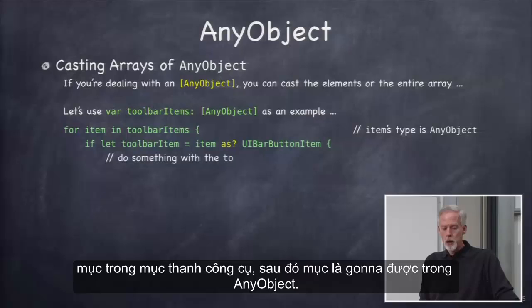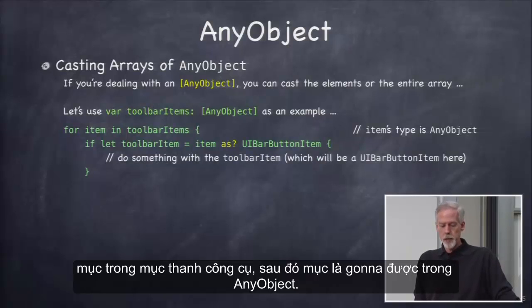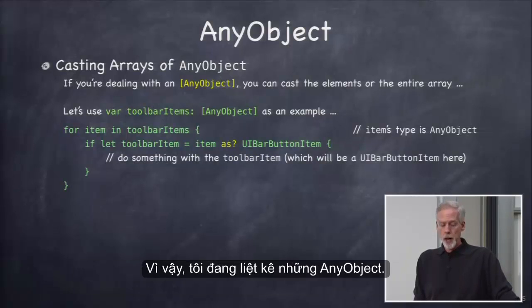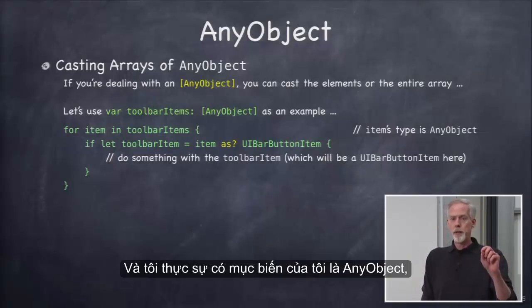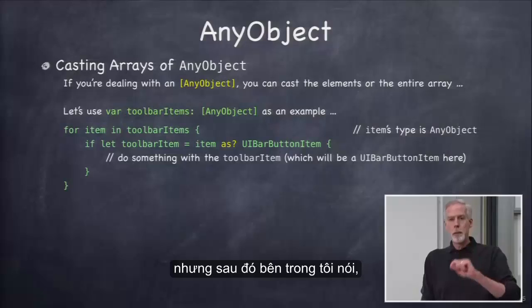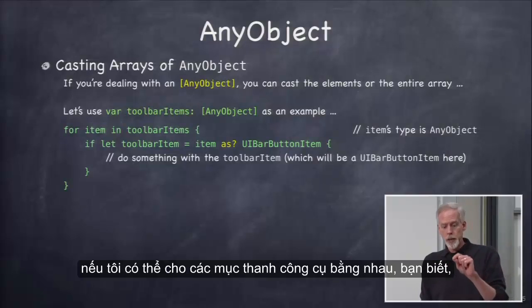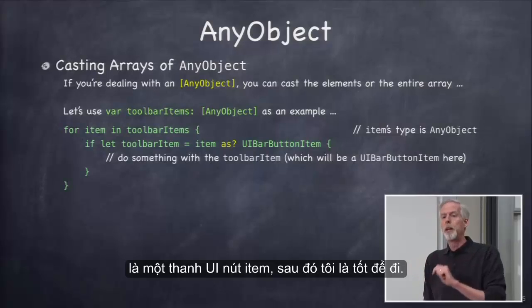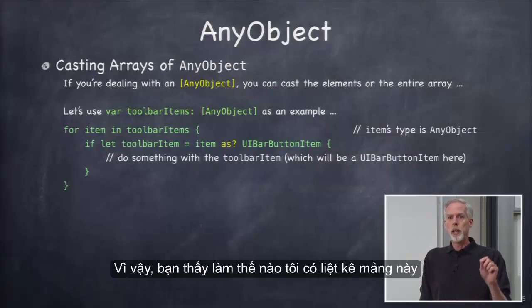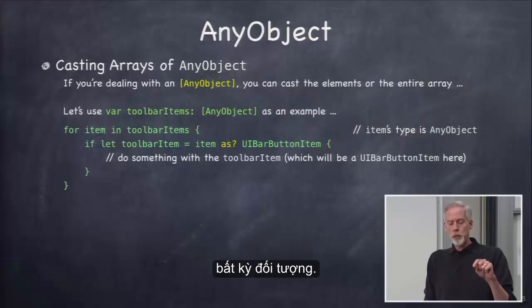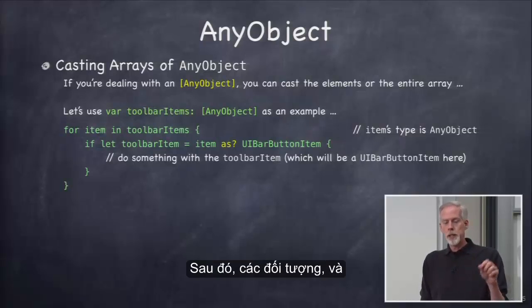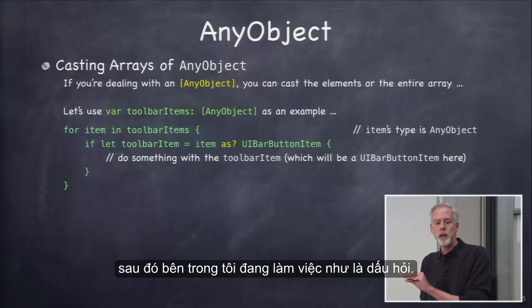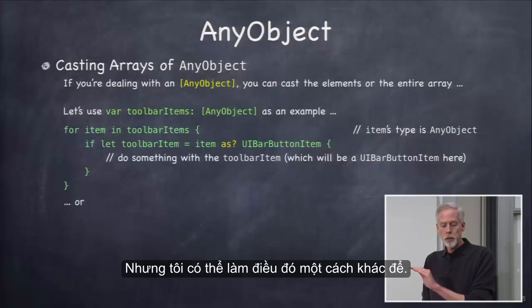So I can say for item in toolbar items, then item is going to be an any object. So I'm enumerating those any object, and I'm actually having my variable item be any object. But then inside, I'm saying if I can let the toolbar item equal, be a UI bar button item, then I'm good to go. So you see how I'm enumerating this array of any objects, and then inside I'm doing the as question mark. But I can do it another way too, okay?